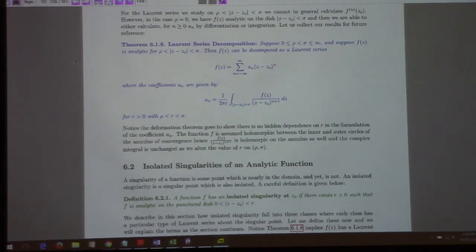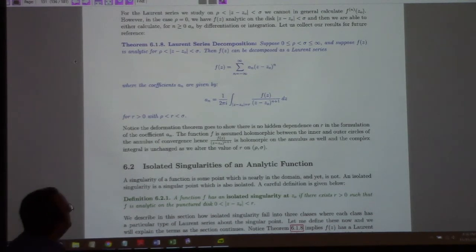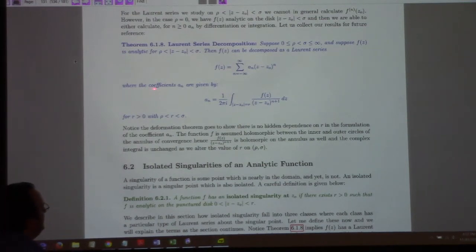So this is what the Laurent series decomposition says. If you've got a function which is analytic on an annulus like that, between an inner and an outer radius, then you can decompose f as a Laurent series, where the coefficients are related to the integrals, as you might expect from Cauchy's generalized integral formula. And so this says it's possible.